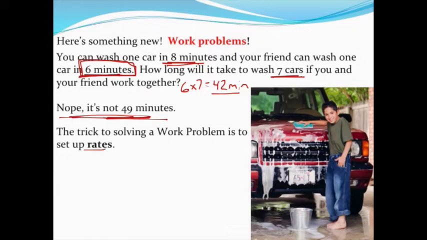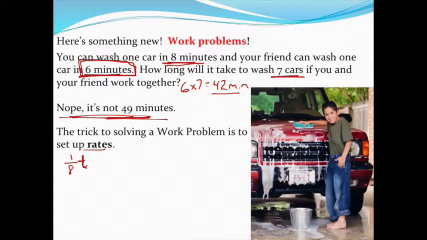Instead, the way to set these up is we're going to have to set up a rate. So for example, we have one guy that can wash 1 car in 8 minutes. I'm going to leave my label off just so this doesn't get too messy, but that's my rate, 1 car per 8 minutes. I'm going to multiply that by the time it's going to take him to wash all 7 cars, which I don't know, so I'm going to use a variable.